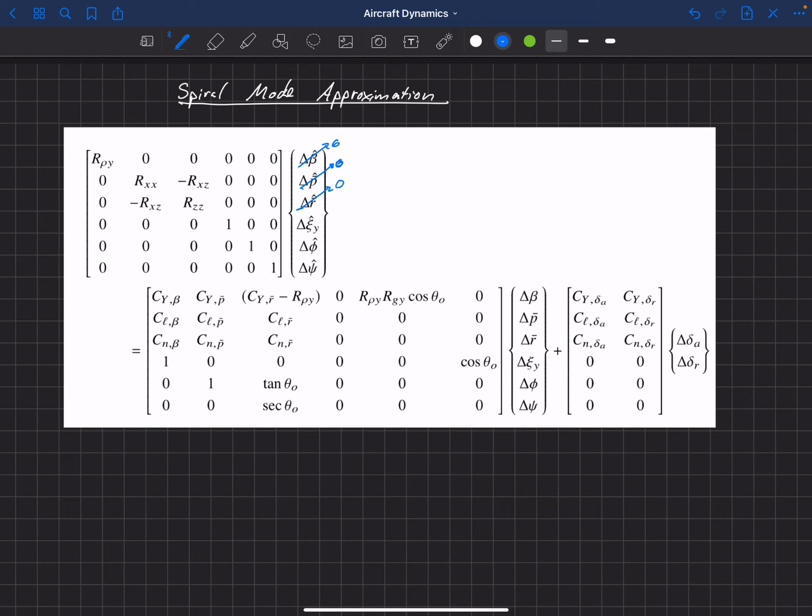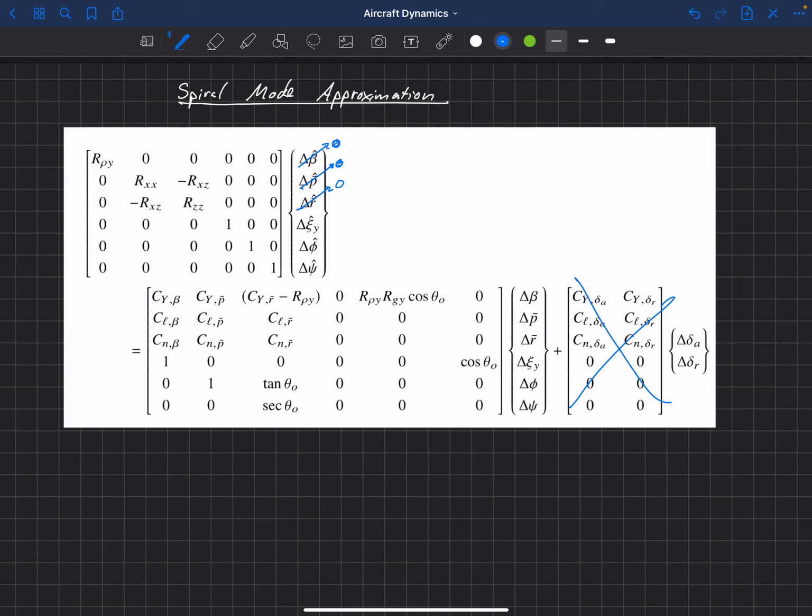By the way, I'm going back to the linearized equations of motion here, not the eigenproblem. He actually starts from these linearized equations of motion. And remember, we're neglecting these terms over here because we're looking at the homogeneous form without any control input. We set those three to 0 because we don't really have rapid changes in beta, p, or r, and so we're setting their derivatives with respect to time to 0 for this approximation.